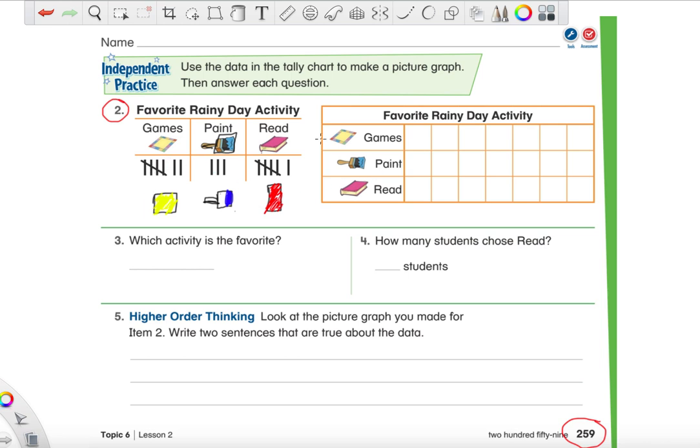So we'll do the games part together. Count the tally marks and create your picture graph for the games part. Put the correct number of votes for games, because these were activities for a rainy day. These are the number of friends that voted for games. So go ahead and make your picture graph with the tally marks. That's your data, right? That tells you how many.